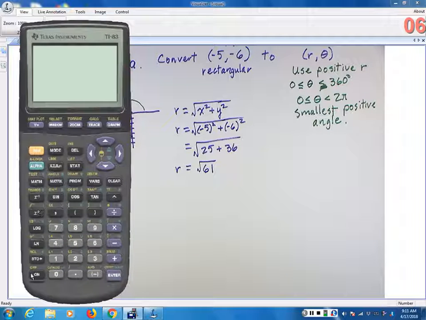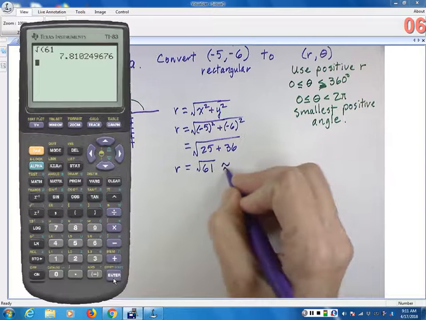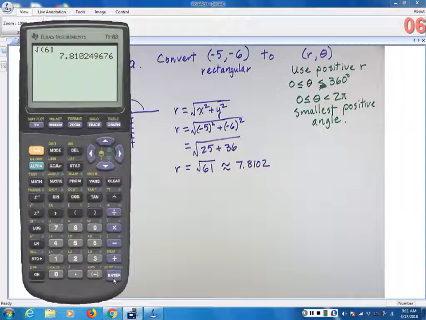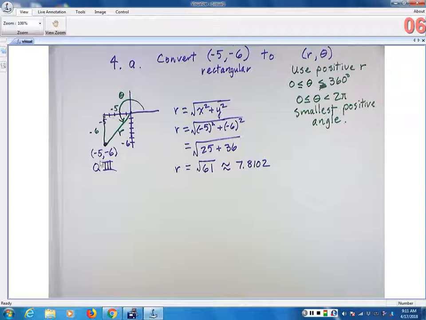You can check what square root of 61 is on the calculator. Second, square root of 61. It's approximately 7.8. Does that make sense for our triangle? It's 5, 6, 7.8. Yeah, R has to be bigger than the sides of the right triangle. Yes, the exact answer would be the square root of 61, and then you're going to check with your calculator.